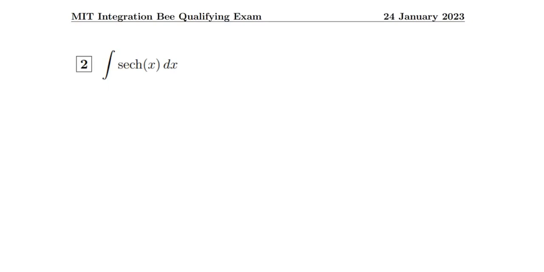In this one, we will look at the second question from the 2023 MIT Integration B qualifying exam. We have the indefinite integral of the hyperbolic secant of x dx.